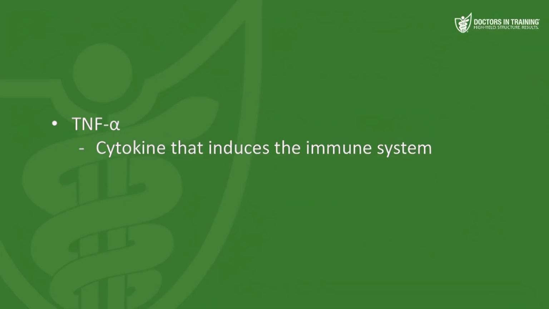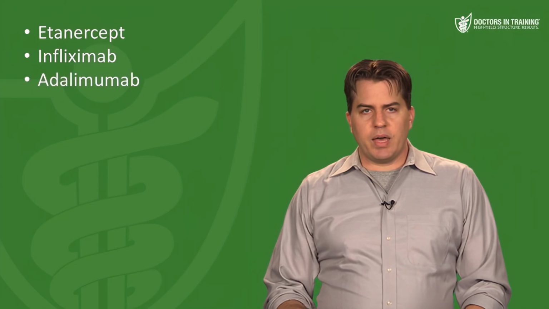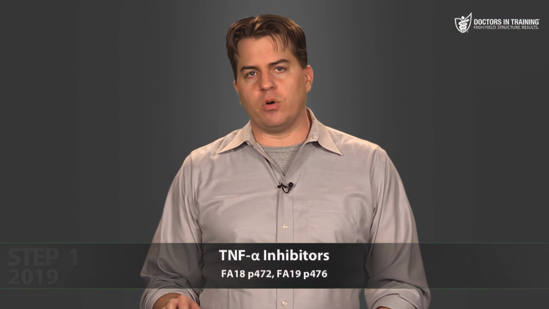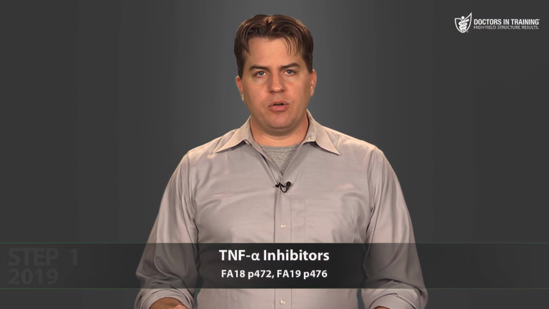So let's talk about those TNF-alpha inhibitors for just a moment. TNF-alpha is a cytokine that induces the immune system, and the TNF-alpha inhibitors are drugs that bind to TNF-alpha and prevent it from activating the immune system. These drugs do suppress the immune system some. There are several available TNF-alpha inhibitors, although there are more being developed all the time. There's etanercept, infliximab, adalimumab, golimumab, and certolizumab. You can tell by the suffix MAB that the last 4 are monoclonal antibodies. They're antibodies against TNF-alpha. Etanercept is a little bit different.